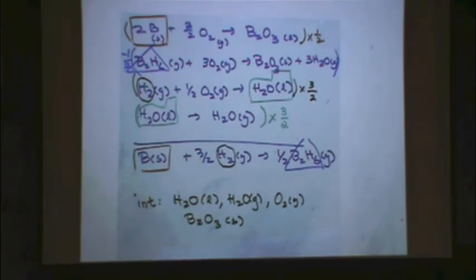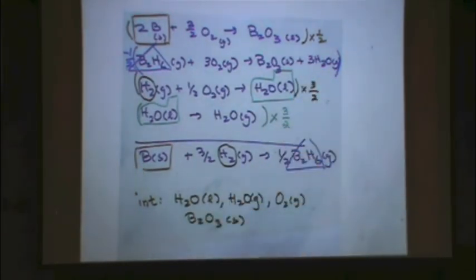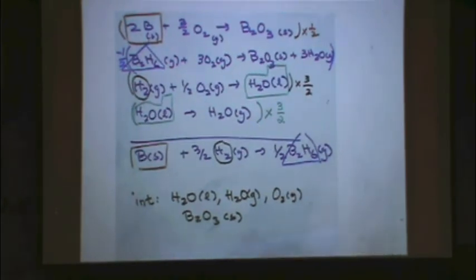If H2O liquid were in the reaction and there was one in the products, then I would have to flip it. Yes. Exactly. So make sure you know the difference between comparing with the reaction and comparing the intermediates: they are two parts of one strategy. Could you explain the last half step of multiplying by 3 halves?